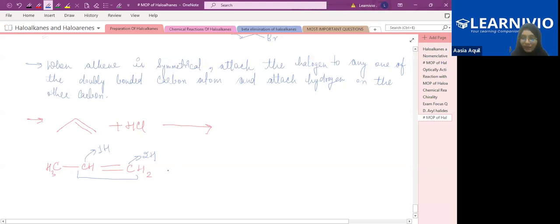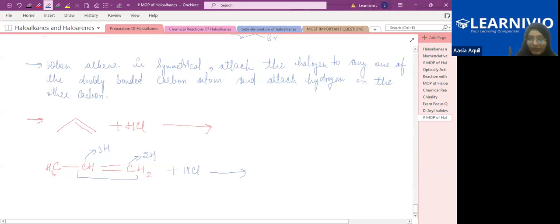Now the question is, because we are treating it with a hydrogen halide, suppose here we are just taking HCl, hydrochloric acid. Okay. Now the question is, to which carbon we will attach the chlorine and to which carbon we will attach the hydrogen. Okay, that's the major question. So here we follow a rule which is known as Markovnikov rule. Do you know what is Markovnikov rule? Anyone? No one? Okay, no problem.